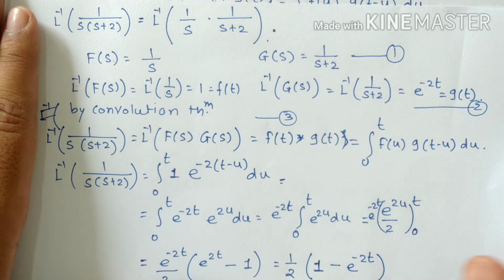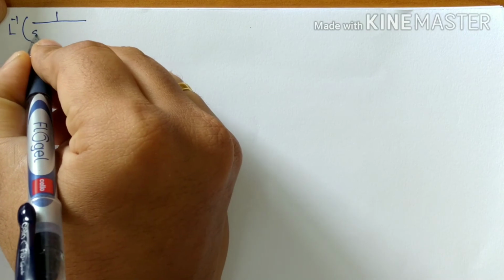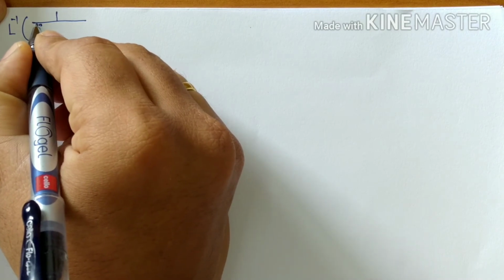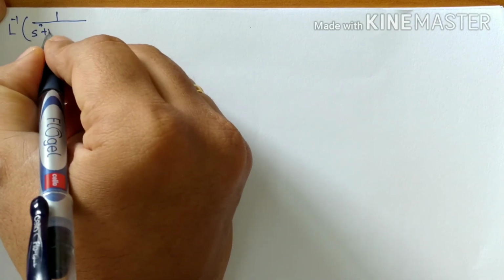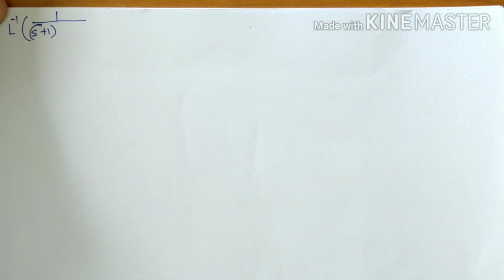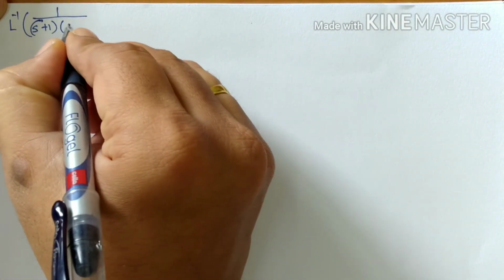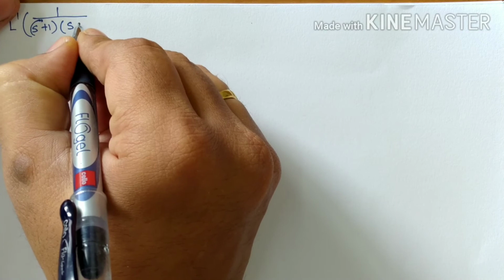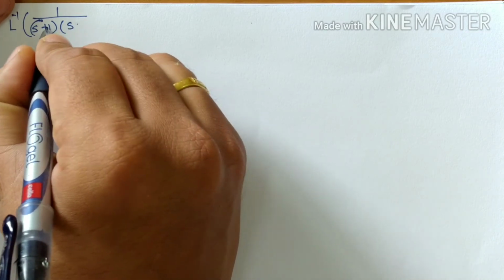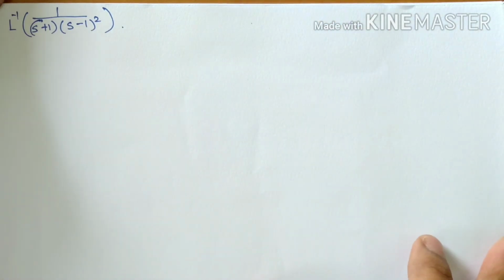Okay, now let us come to another example. Now the next example is 1 upon s plus 1. Okay, I'll just change the problem. Okay, I'll just keep the same, 1 upon s plus 1 into, say, s plus 1 into s minus 1 square. Okay.